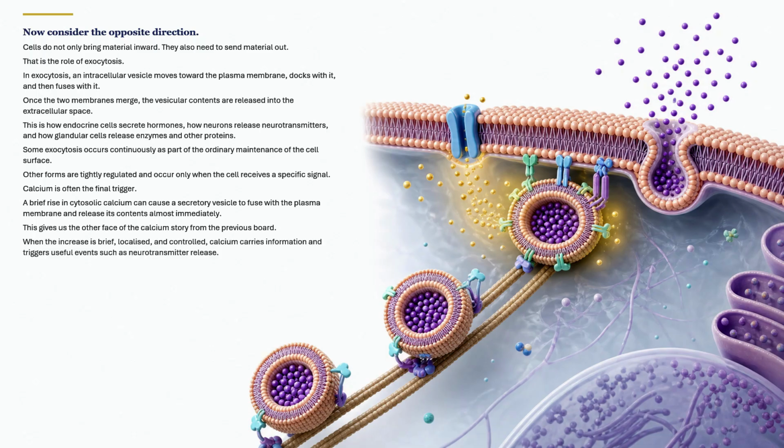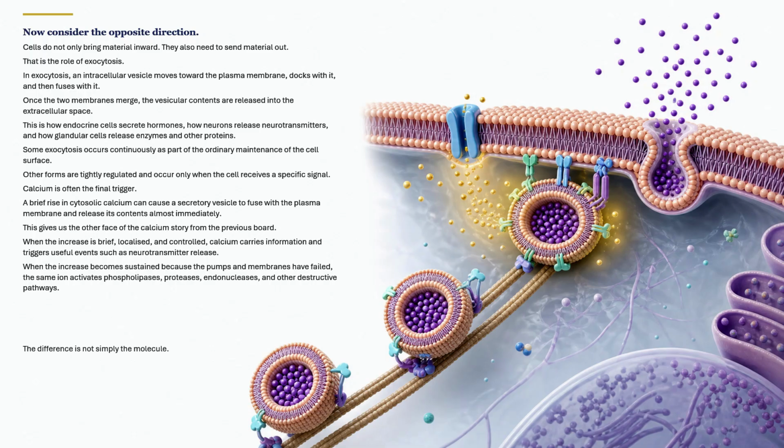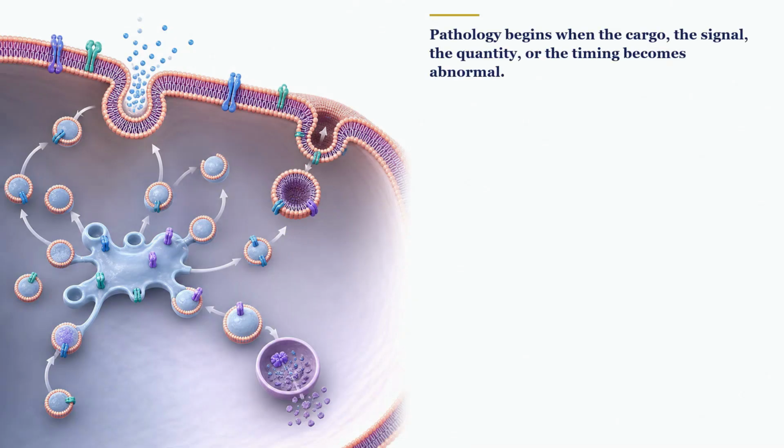When the increase is brief, localized, and controlled, calcium carries information and triggers useful events such as neurotransmitter release. When the increase becomes sustained, because the pumps and membranes have failed, the same ion activates phospholipases, proteases, endonucleases, and other destructive pathways. The difference is not simply the molecule, it is the amplitude, location, and duration of the signal. Pathology begins when the cargo, the signal, the quantity, or the timing becomes abnormal.